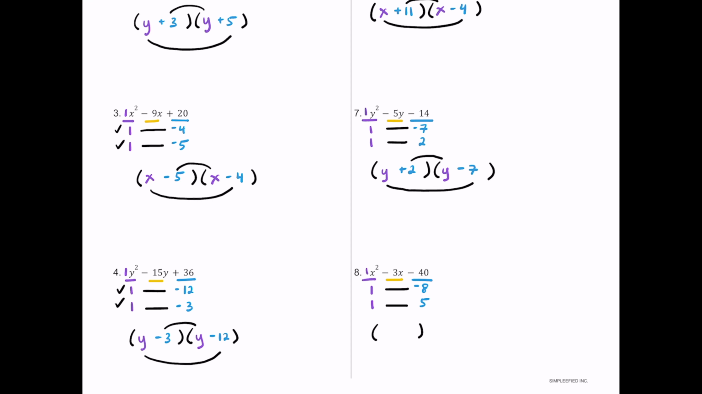If we go ahead and write our binomials, we can write those parentheses, and let's put x and x. And we'll put a minus 8 out here and a plus 5 in here. So here's the negative 8x plus 5x to get you the negative 3x.